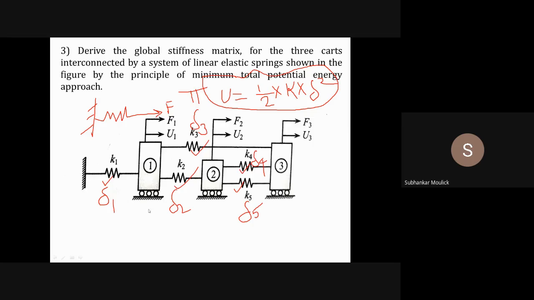Let this be node 1, this node 2, this node 3 and this node 4, which is the fixed end. At the fixed end, the deflection U4 will always be 0. Then for the first element, the deflection delta 1 is equal to U1, because at this end I am applying a force F. Due to this force F, this element can displace a length of U1. So deflection delta 1 for the first element will be equal to U1. Yes or no?